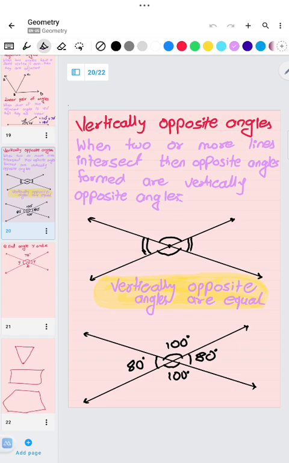Next, what is vertically opposite angle? When two or more lines intersect, then opposite angles are formed, known as vertically opposite angles. And that vertically opposite angles are equal. Okay. There is one example.